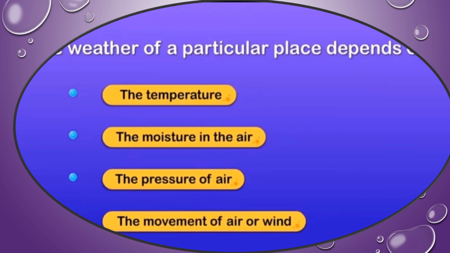The weather of a place depends upon some components like the temperature, the moisture in the air, pressure, and the movement of air or wind. Further, we will discuss it in detail.